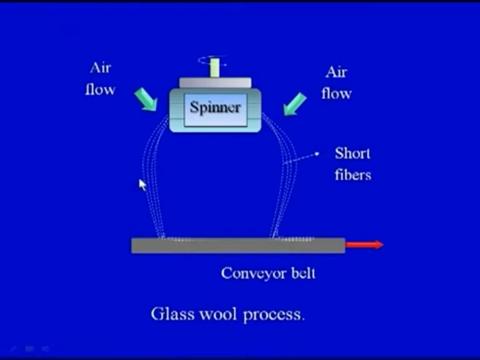Binder is also mixed with the short fibers if we want to make a glass wool, and the amount of binder would dictate the final mechanical properties that we can achieve out of the glass wool which has been made by this process. So the binder is mixed during the process, and finally we will get the glass wool which is sprayed on top of this conveyor belt. So this is a glass wool process.